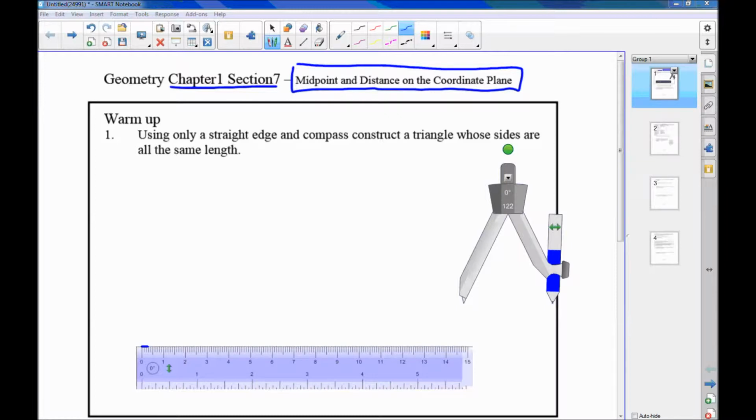So remember, we're not measuring with our ruler, we're just using a straight edge, which would normally have no markings on it. All right, so I'm just going to start by making one side of my triangle, okay? And we'll make it a little longer.